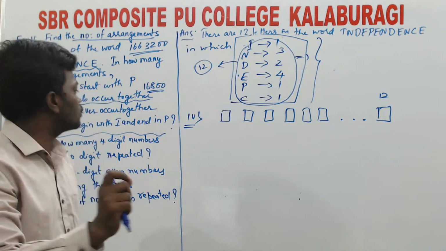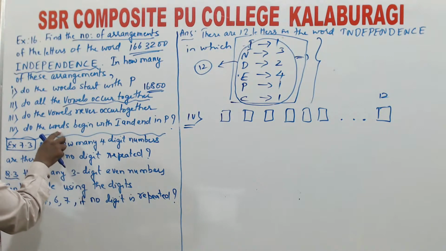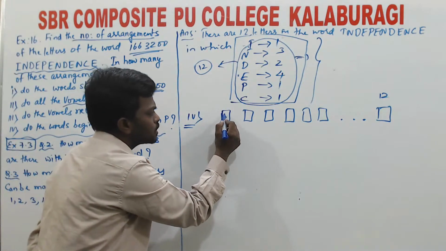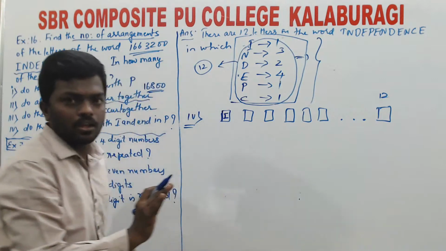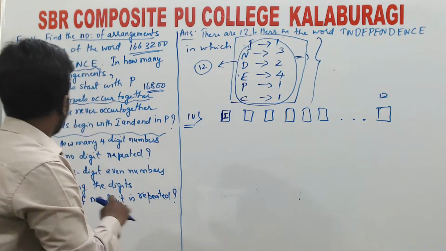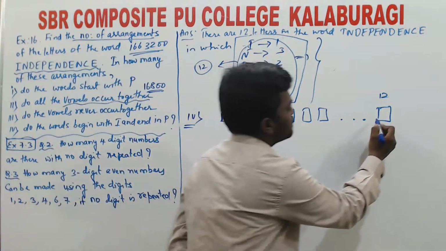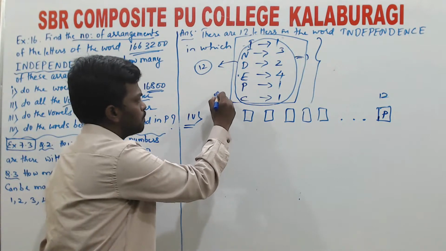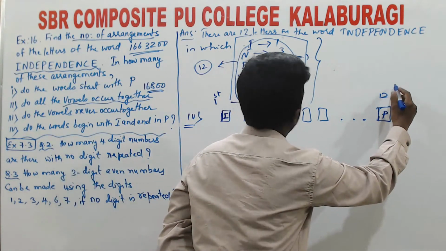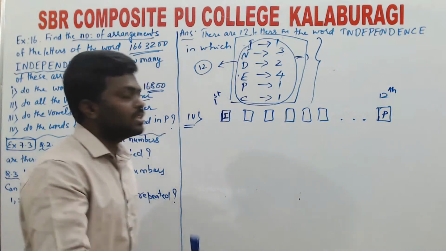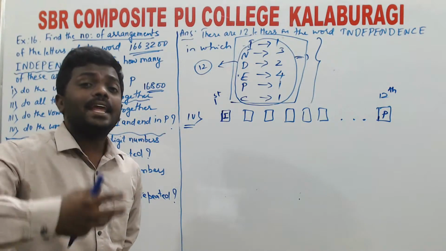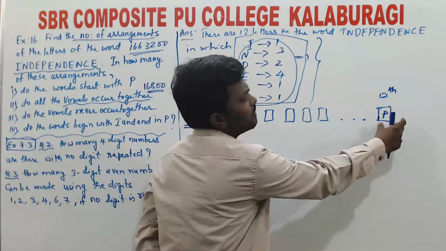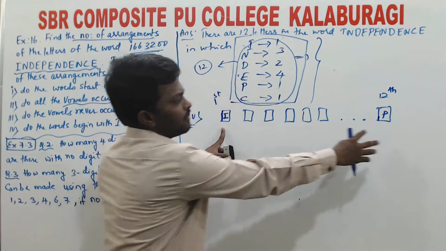The condition in the fourth question is that the arrangement of the word must start with I. That means my first place is already filled with I, right? It starts with I and ends in P, which means P is also fixed here, right, students? So this is our first place and this is our last place. How many such arrangements can you make where the word starts with I and ends with P only? So this is fixed.